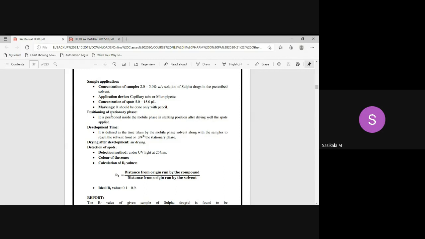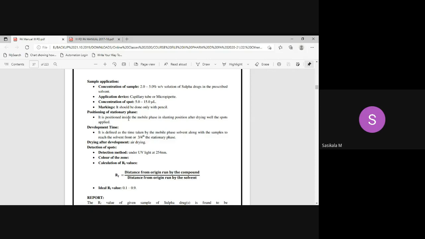Before placing the stationary phase in the mobile phase, you need to dry the spots well after applying. Once the sample spot is applied, you cannot immediately keep it inside the mobile phase chamber for separation, because then also it will dissolve. You have to evaporate the solvent present along with the sample particle. That is done either by heating, for TLC, you can even keep it at 40 to 60 degrees Celsius for 2 minutes in a hot air oven and it will evaporate. If not, you can keep it at room temperature itself.